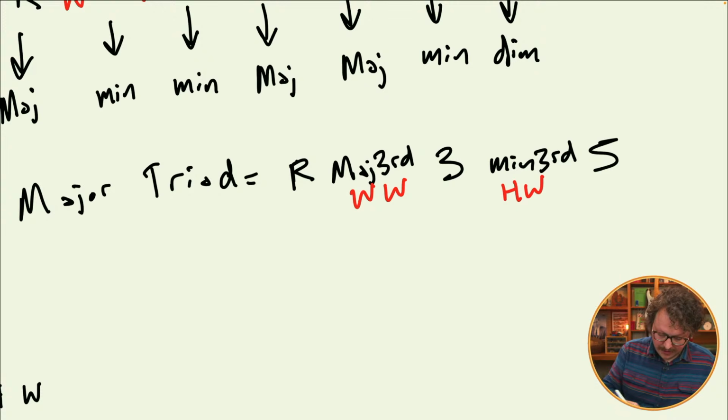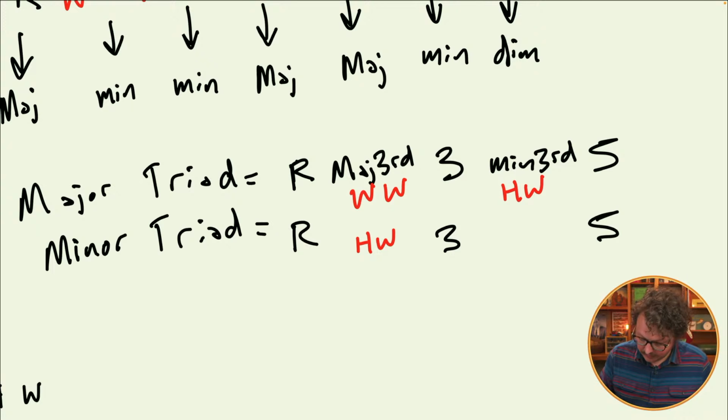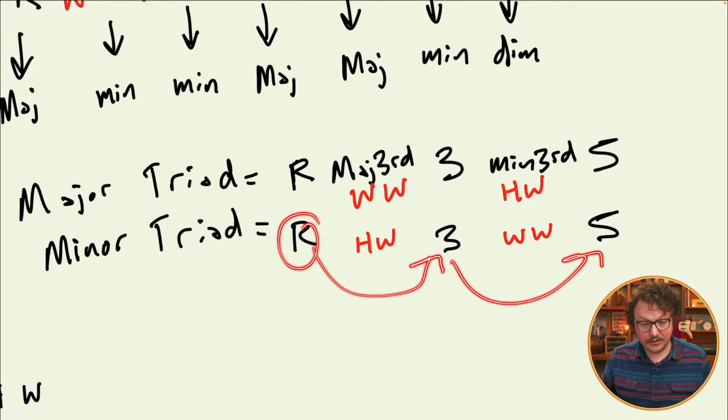A minor triad flips that. And if we have to map this out on guitar a little more, I am more than happy to do that. So a minor triad starts with a minor third, ends with a major third. So we have root note, minor third, major third.